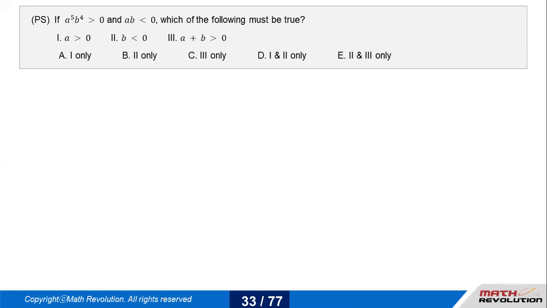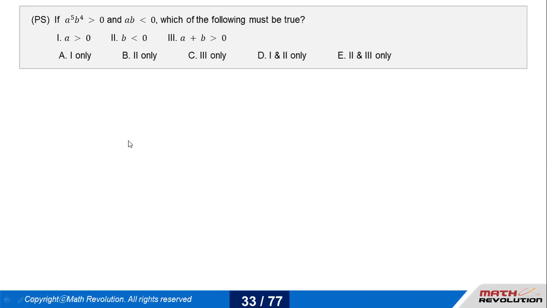Question says, if a to the power 5 and b to the power 4 is greater than 0, I know that is a is greater than 0. Simple. And ab is less than 0. Which of the following must be true? I already gave you the answer, a is greater than 0. I'm not telling you that is the final answer because we have to see the multiple choices here. But again, that is one of the answers for sure.